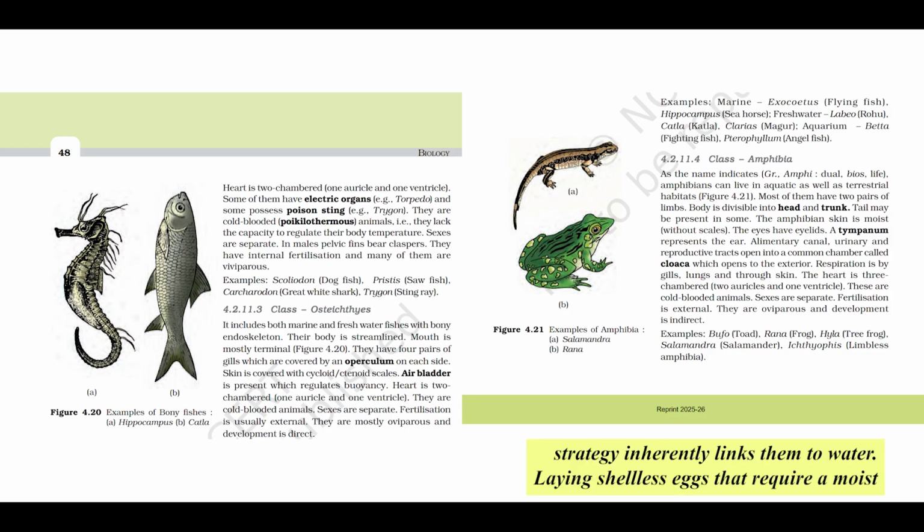Thirdly, their reproductive strategy inherently links them to water. Laying shellless eggs that require a moist environment and having an aquatic larval stage, like tadpoles, means they must return to water or very damp places to breed, even if the adults are primarily terrestrial. So they can live on land, but need water to reproduce and keep their skin moist.